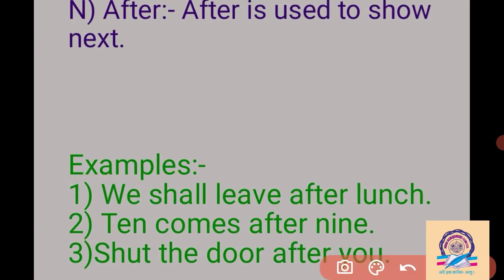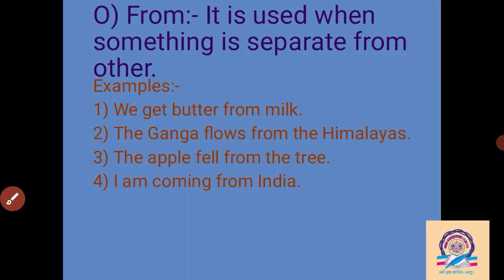Then after is used to show the next position. Like, we can say that we shall leave after lunch. First we have lunch, then we leave this place. Then we can say that 10 comes after 9. So 10 is a position that comes after 9. Then, shut the door after you. It means you enter the room, and then after you, close the door. So after means the next position.